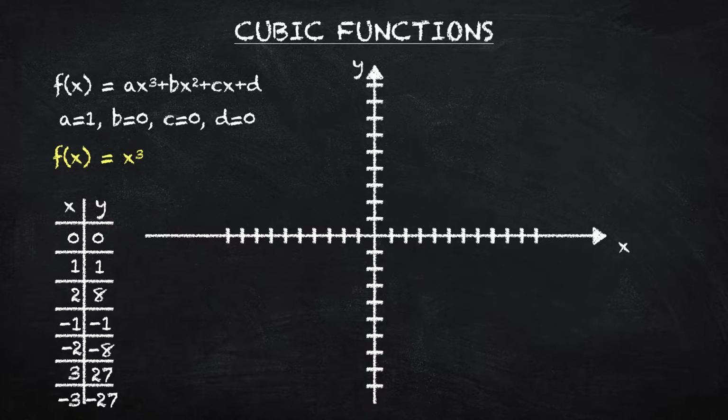Let's start from the first one, which is the point (0, 0), the origin of the Cartesian plane, where the small orange circle is. Then we have the point (1, 1), which is here. Then we have the point (2, 8), so x equal 2, y equal 8, this point here. Then we have the point (-1, -1), which is here. We have the point (-2, -8), which is here. And the point (3, 27).